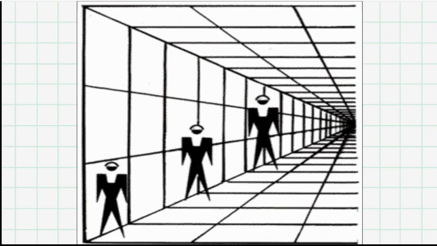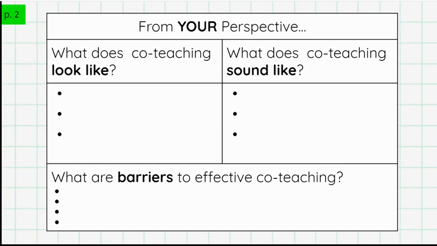I put this illusion in here because I think it's important when we move into parity signals. Do you think each one of these figures are the same size? That's what we're talking about as far as parity signals. The perspective of the student might believe that one is more in charge than the other. And in a true co-teaching team, that is not the case.